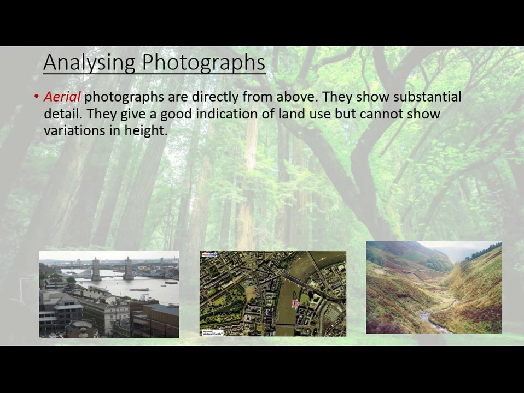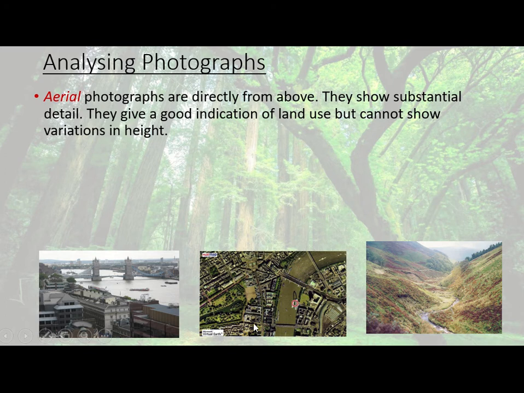So aerial photographs, first and foremost, are photographs taken directly from above. So in these 3, the aerial photograph is the middle one here. They are really good because they show substantial detail. I can see from this image, for example, that there's a river here, there's roads and bridges and stuff here, there's a park or a green space here with a lake in it.